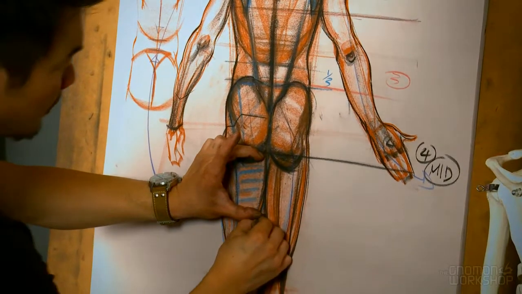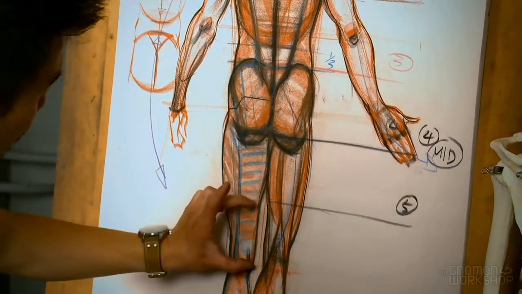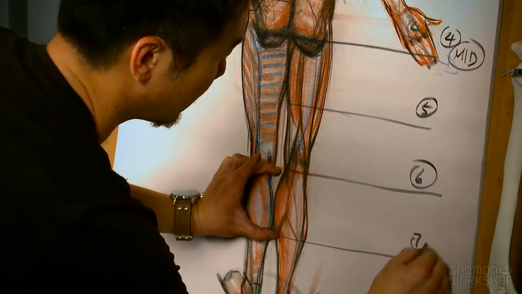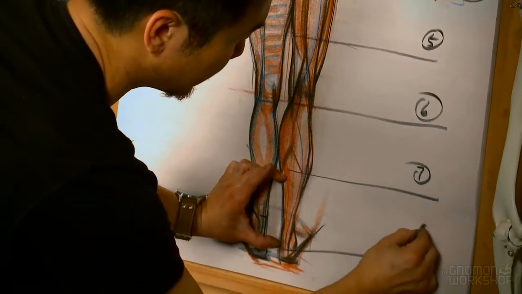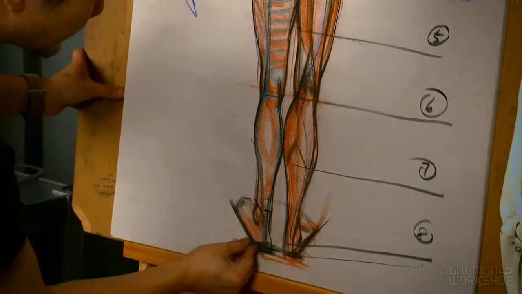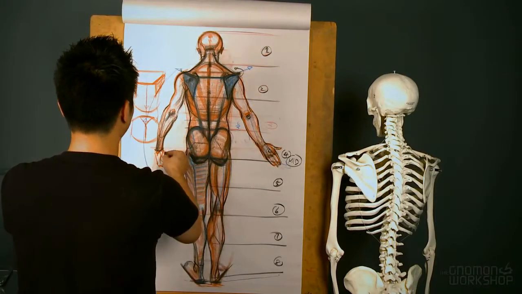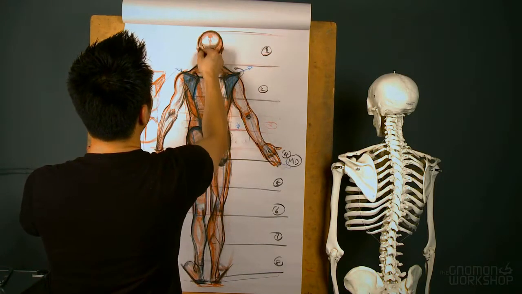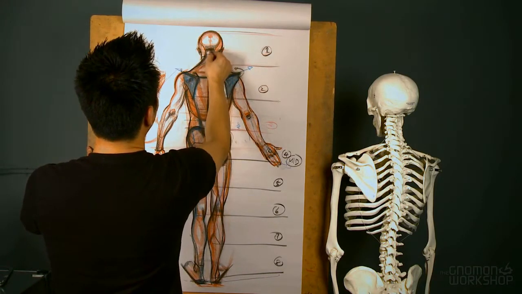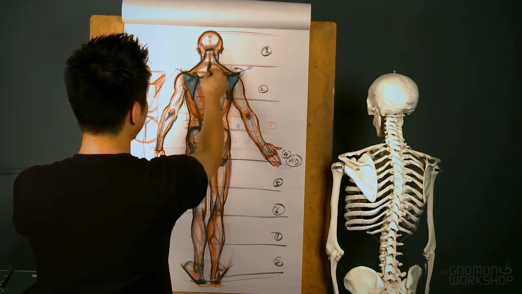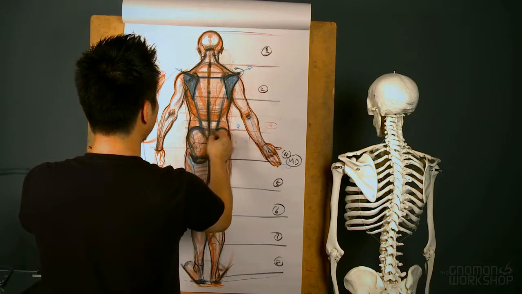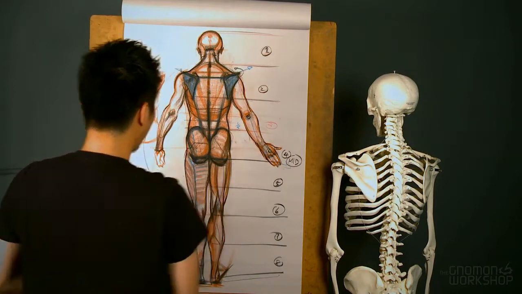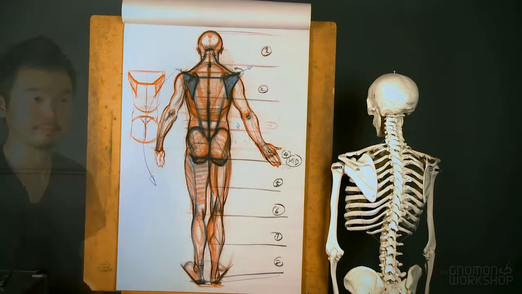5 head, 6 head, 7 head, 8 head. So this is the proportion and the plane, the structures you guys need to know on the back view of the figure.